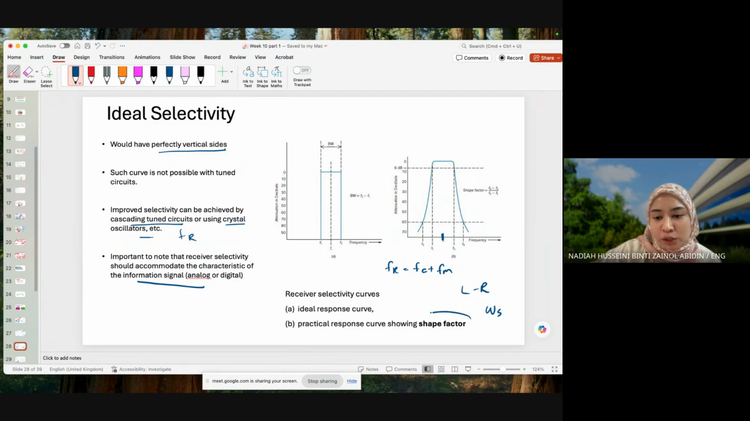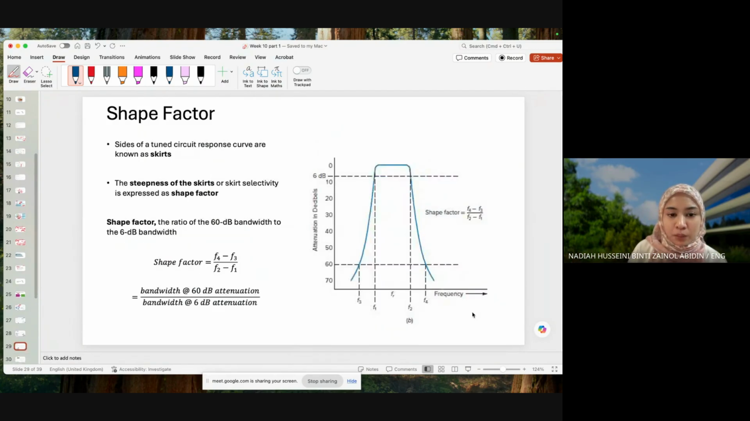And then we have a new term called the shape factor. What on earth is a shape factor? A shape factor is a skirt. Doesn't really explain much, but this is our skirt, the expanding part. Okay, skirt. Yeah, it does look like that. So this is our skirt.